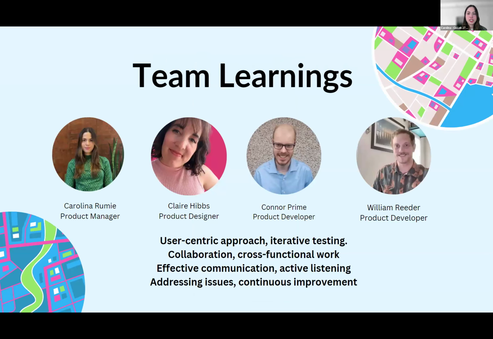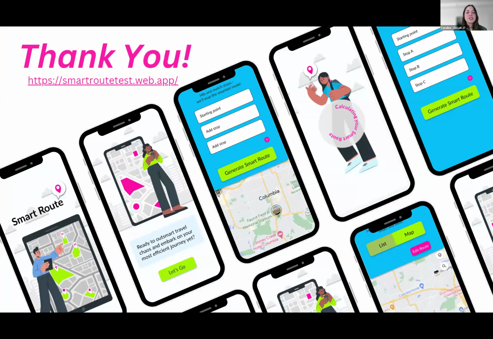So as we reflect on our journey together at Co.Lab, there are 3 key learnings that stand out. Firstly, we embraced a user-centric approach, putting the needs of our users at the forefront of our decisions. This allowed us to create a product that accommodates their needs. Secondly, we adopted an iterative testing process, constantly refining and improving our product based on user feedback. And finally, effective communication and active listening were paramount. By openly discussing ideas, sharing feedback, and truly listening to each other, we were able to foster a culture of trust and collaboration. So thank you from all of us in the team, and join us in making your next route smarter.